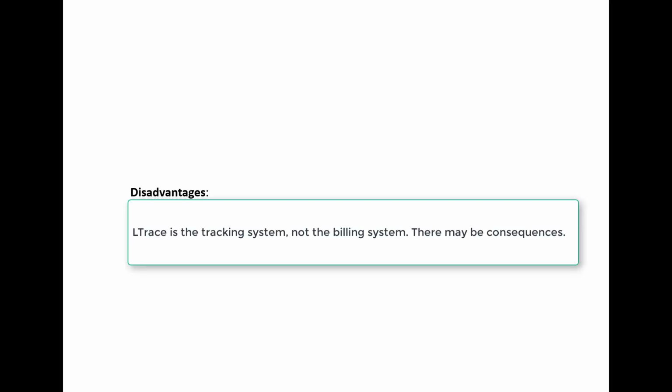So it's actually worthwhile having a look at how shops are managing it, and we'll be putting that sort of functionality into LTrace. And it's a single system to maintain. The disadvantage, and I haven't updated this slide, my apology, is that LTrace is the tracking system, not the billing system. So what we've just done is moved all the billing functionality into LTrace and taken it totally out of Track. And I'm not sure what the consequences of that will be, and would need to talk to Track about that further.